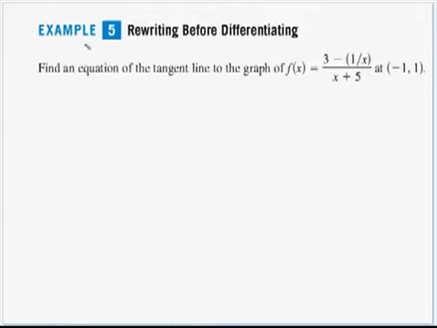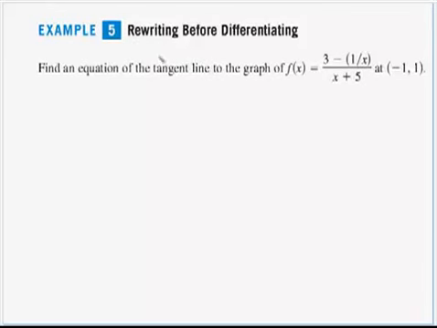Okay, let's move on to example 5. And it says here after example 5, rewriting before differentiating. So we have this function here, find the equation, and it does say find the equation of the tangent line of the graph at this point. I just realized in my notes from last year, I didn't take this problem all the way to the end and find the actual equation of the tangent line. We did find the derivative, but we just lost sight of the overall directions.